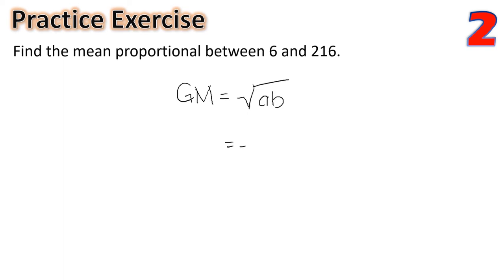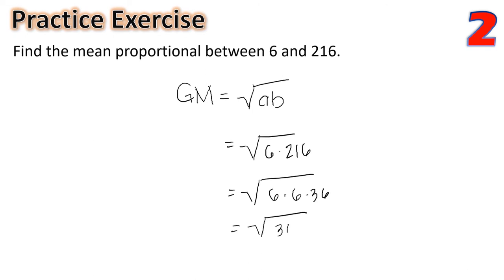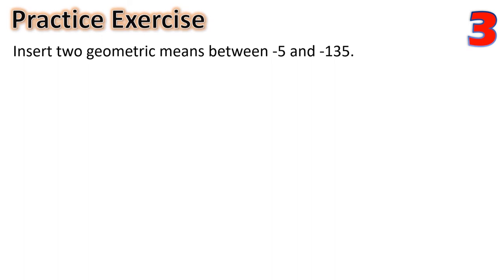So we have the square root of 6 times 216. We know that 216 is 6 times 36. 6 times 6 is 36, therefore we have 6 times 216 equal to 36 squared. Therefore, the geometric mean or the mean proportional between 6 and 216 is 36. Let us have number 3. Insert two geometric means between -5 and -135. Go.